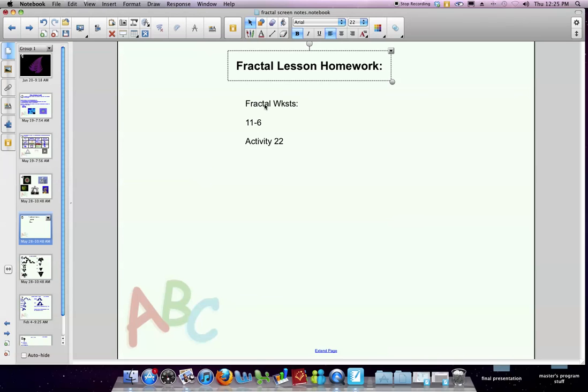Your homework for this lesson is worksheet 11.6 and activity 22. Both are worksheets.